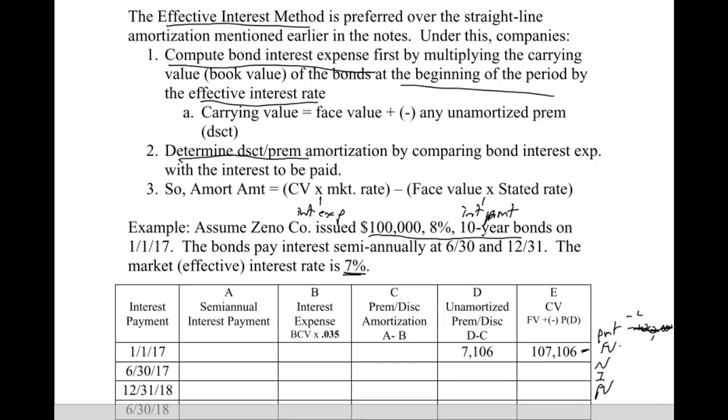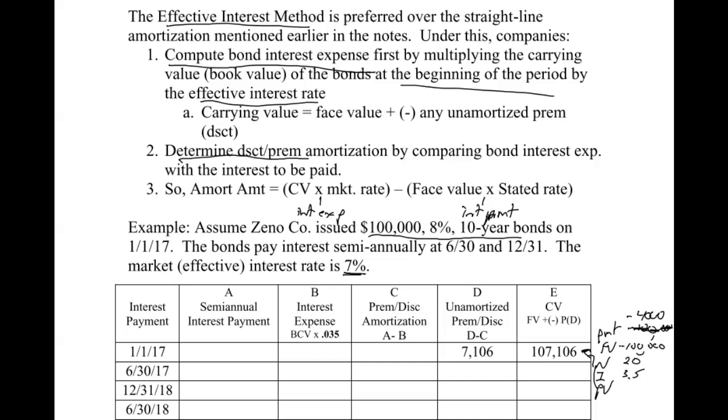The payment is negative 4,000. Future value is negative 100,000. The number of periods is 20 because it's 10 years, but it's 2 six-month periods per year. The rate is 3.5 because the market rate is 7, so half of that, and this present value would give you the 107,106. So we did that in prior videos, so make sure you go back and watch those, because if you cannot calculate the issue price of the bond, you can see that's the number that's going to drive this entire table, so you will be in a bad spot.